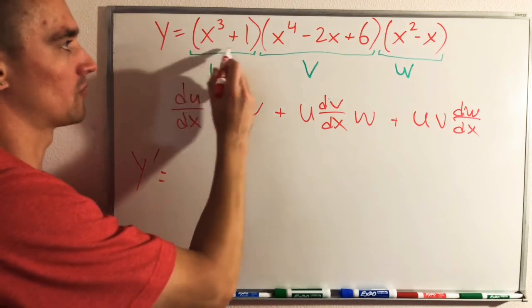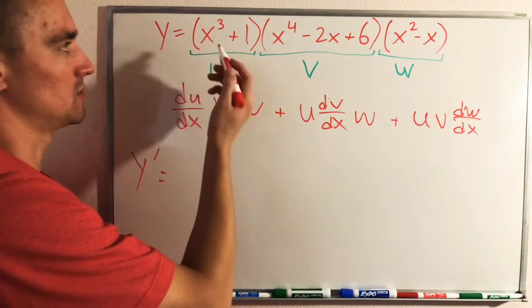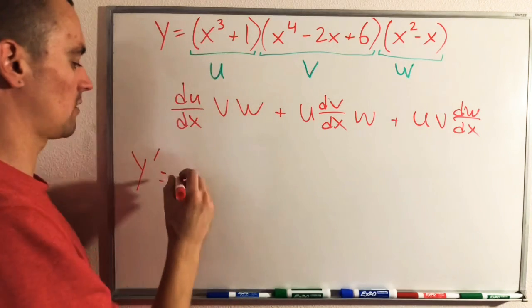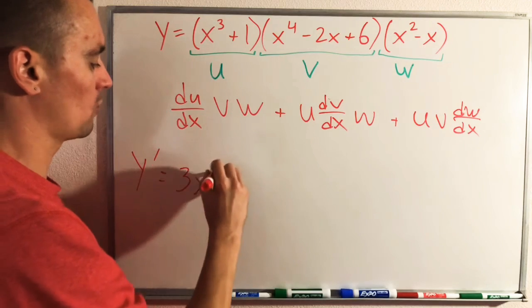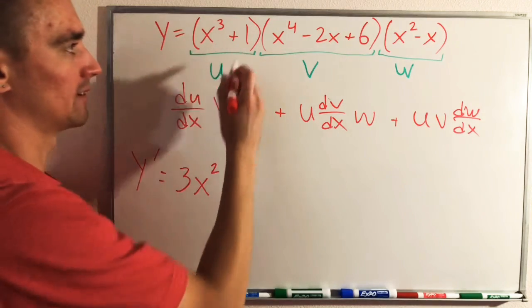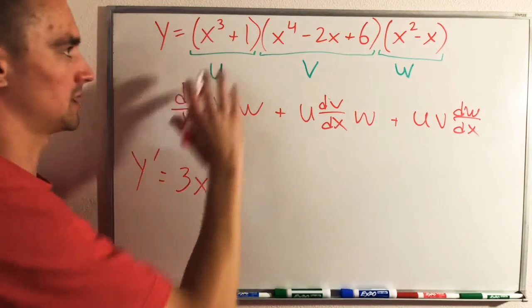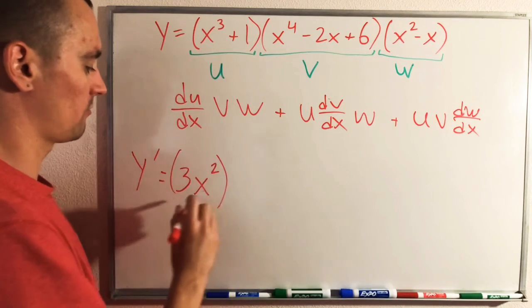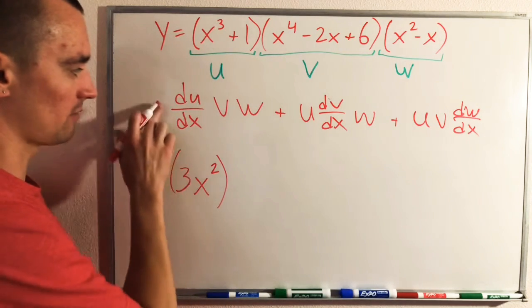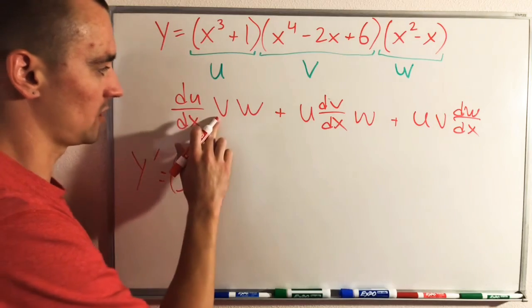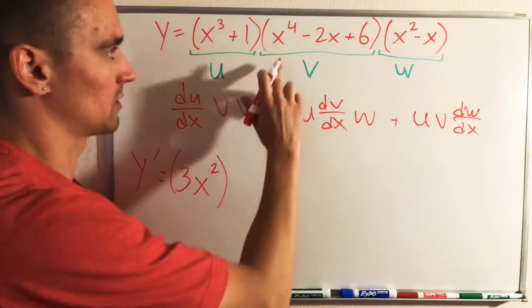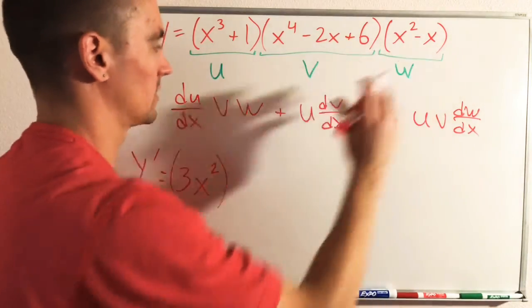So the derivative of this first piece here, we can just use the power rule to find that. So bring the 3 down in front, lower the power by 1 down to a 2. The derivative of 1 is 0, so that's just going to disappear. And then we're going to have this, which is the derivative of u with respect to x, times v, and then also times w. So then we're going to multiply it by this whole thing and this whole thing.